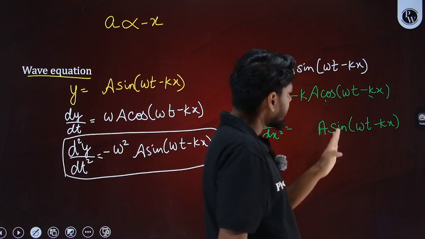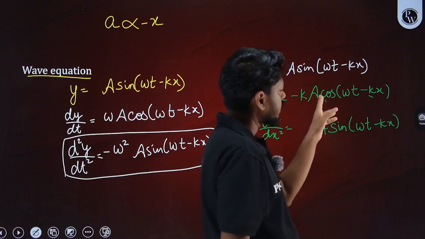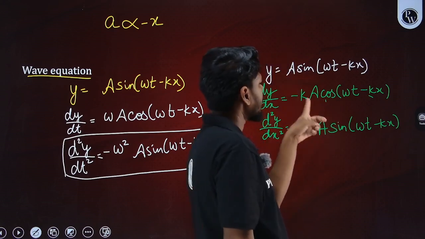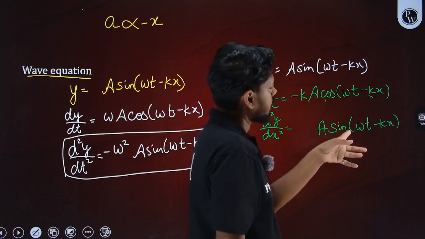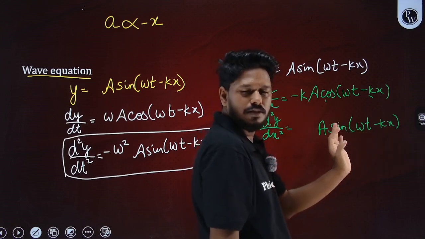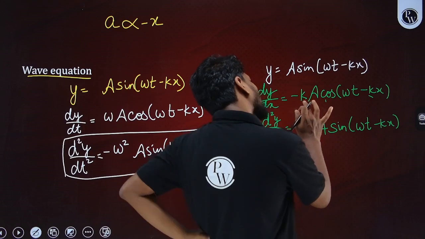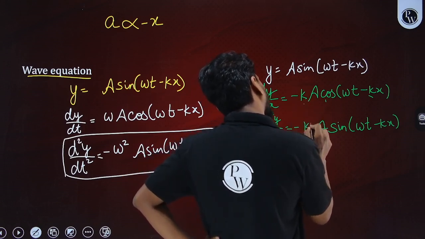If I again differentiate, I will be getting a as it is. Differentiation of cos of something will give minus sine of something. So that minus and this minus will cancel out each other. Then omega t minus kx. If I differentiate the term which is inside, I will be getting a minus k. Already we have a k, now a minus k. So I will be getting k square.